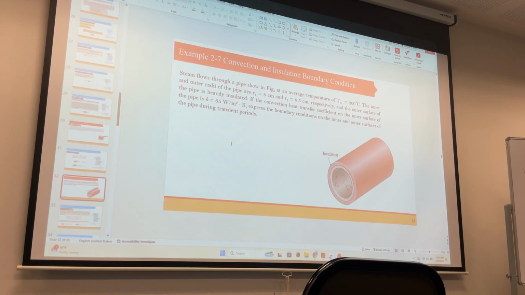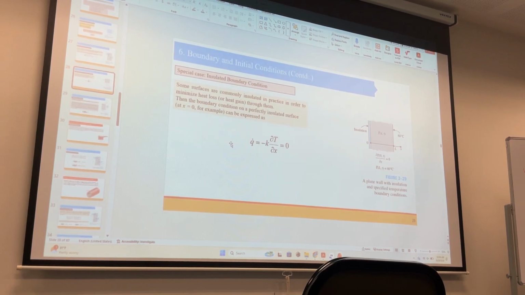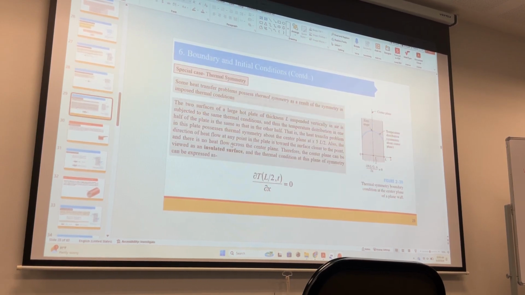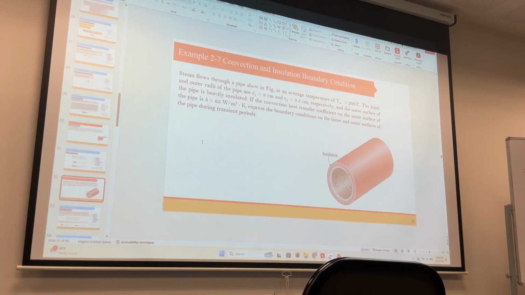The insulated boundary condition is given. The question is saying the outer side is insulated. Then the specified temperature boundary condition. Third, they are asking us to express the boundary condition on the inner and outer surface of the pipe during the transient period.